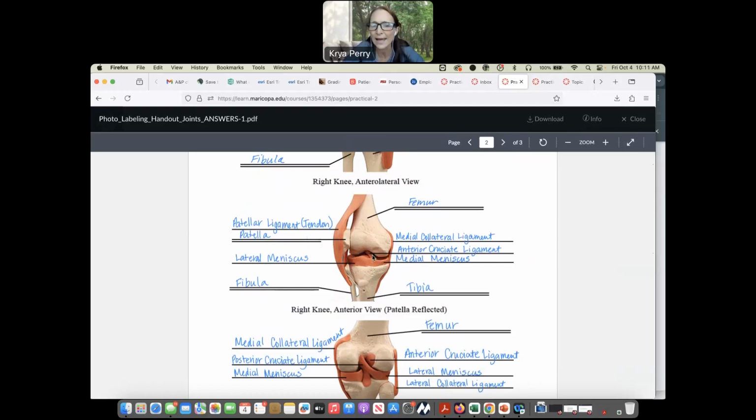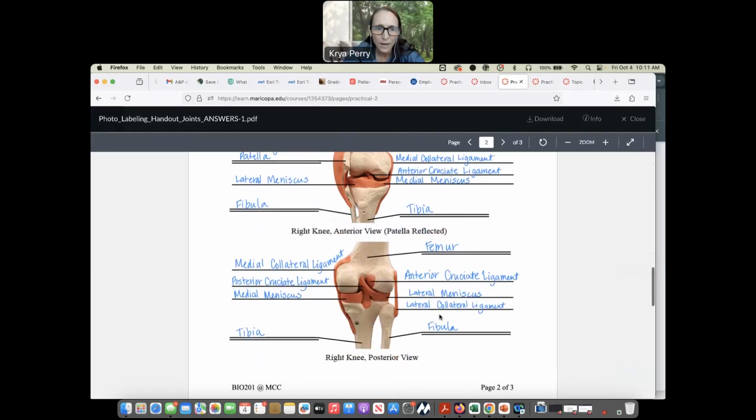Many of you have probably heard about people that have torn their ACL and had to repair it. Now you can see why it's such a difficult repair. Again, it's running through the middle of that joint cavity. So it's a challenging one.